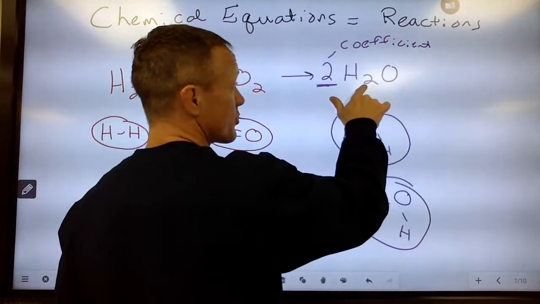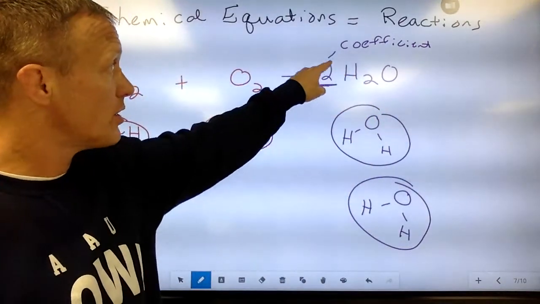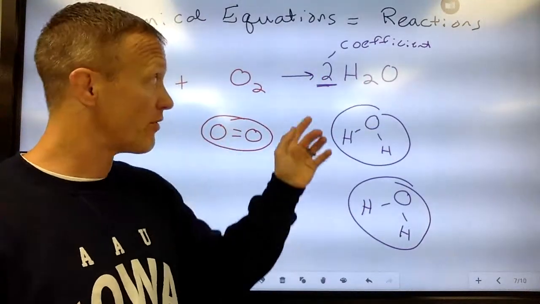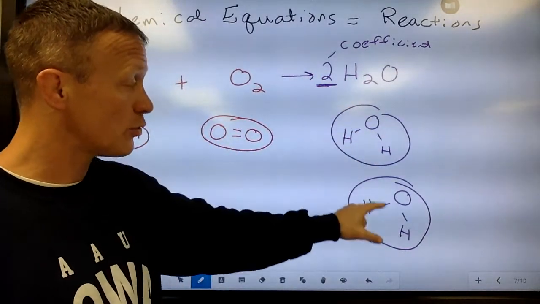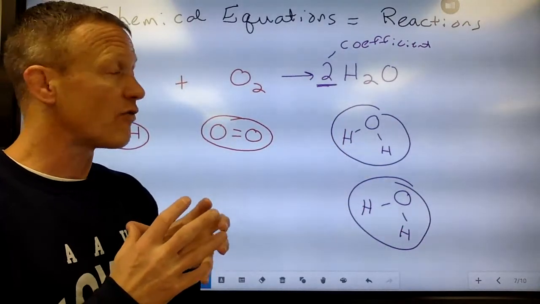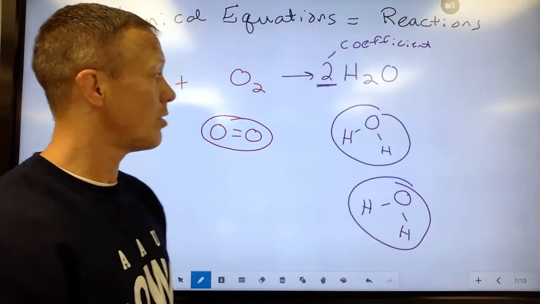Again, the little number down here is a subscript. That's a coefficient. The subscript tells you how many atoms you have of that element. The coefficient tells you how many molecules you have of that compound. So coefficient is the number of molecules of that compound. We have 2 separate water molecules. They are not connected. It's not H4O2. There's no compound like that. It's 2 separate H2O molecules.